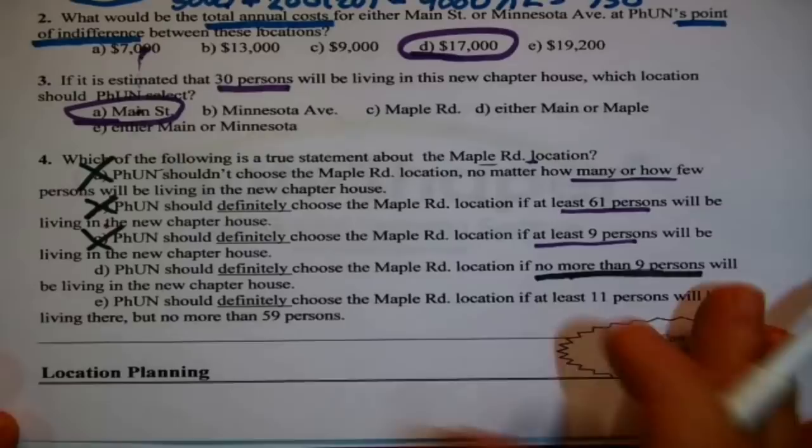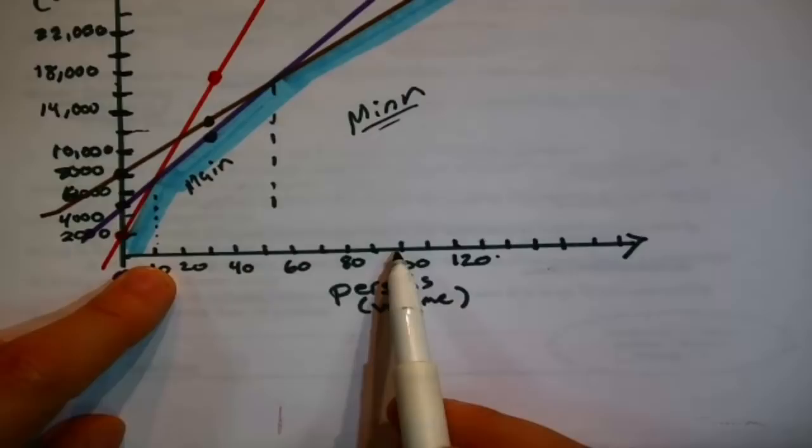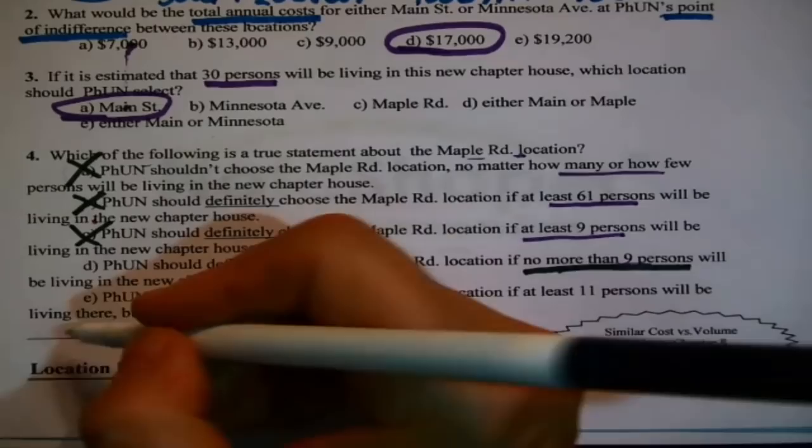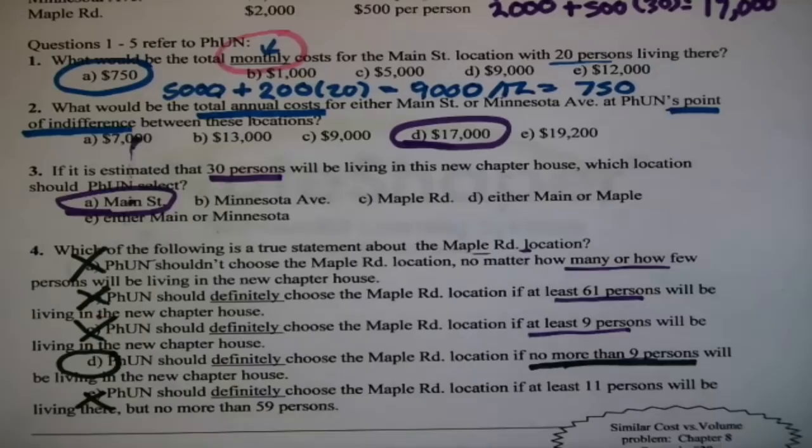Funds should definitely choose Maple Road if at least 11, but no more than 59 people. Okay, that means kind of like in the middle here, at least 11 and no more than 59. That includes 30, where we already know you'd want to be at Main Street. So that can't possibly be true. So there. We know that the answer is D. Small numbers, no more than 9.